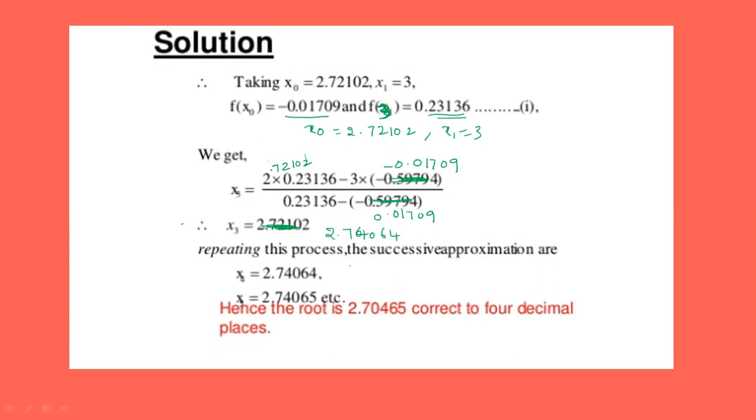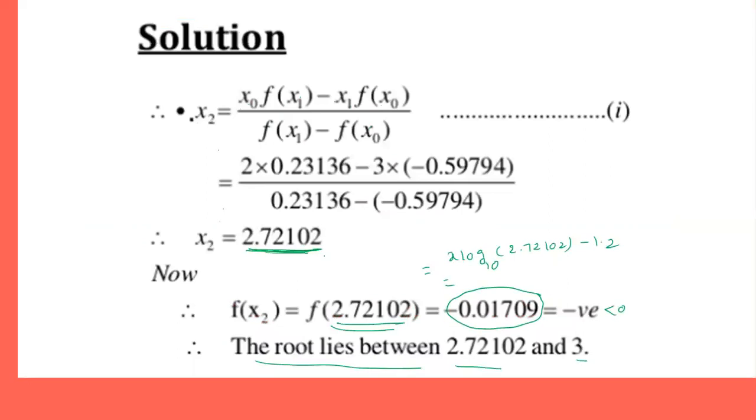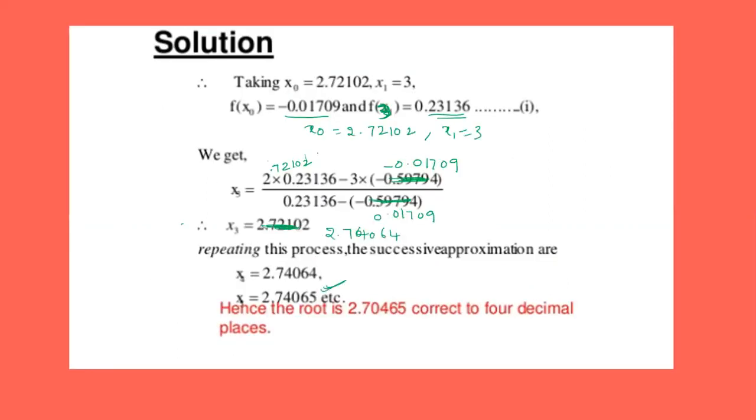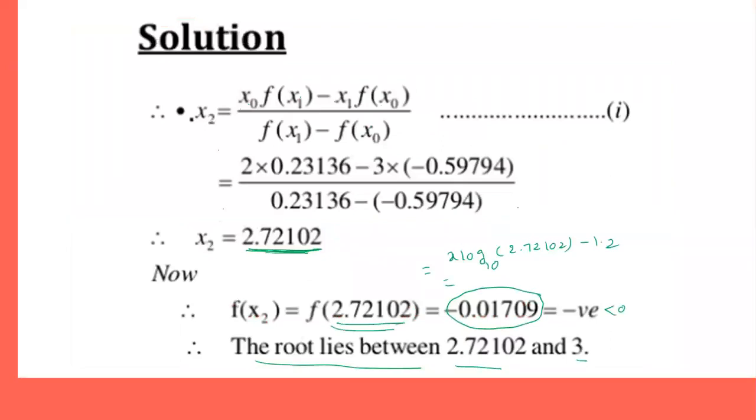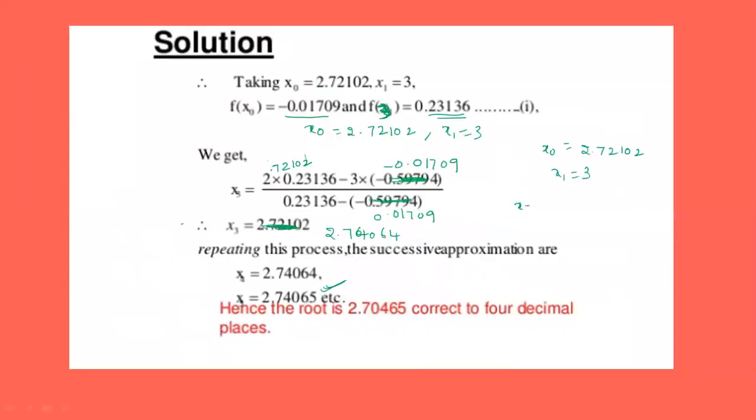So go on, proceed this time. You will get next value is 74065. The same slide, I think it is repeated. So 2.72102 and x1 is 3. So be careful. Your x naught will be 2.72102 and your x1 is 3. So next iteration is, already you got x2. Okay, next iteration is x3 now.